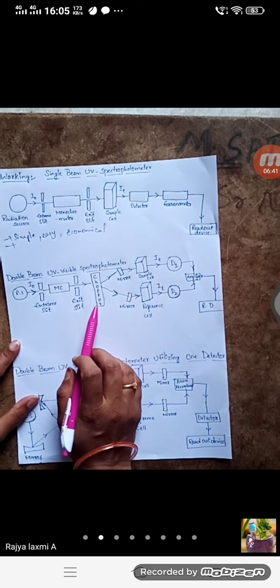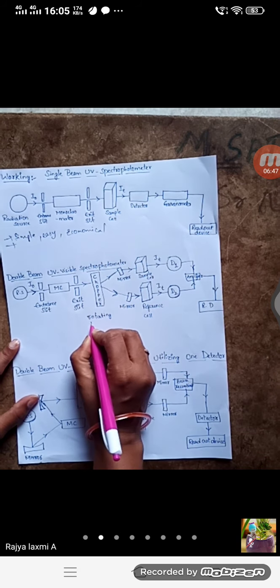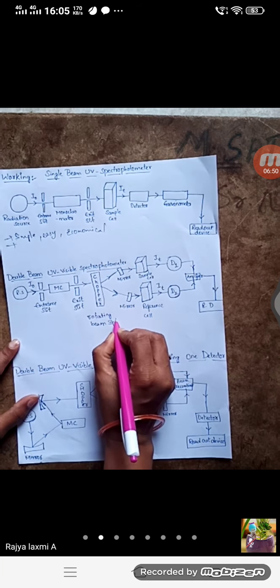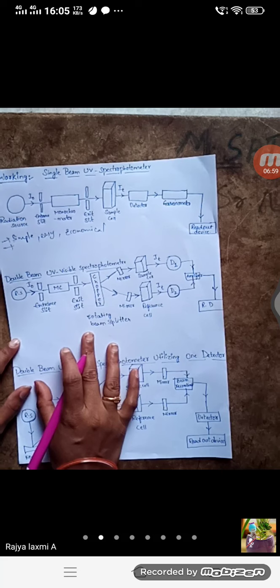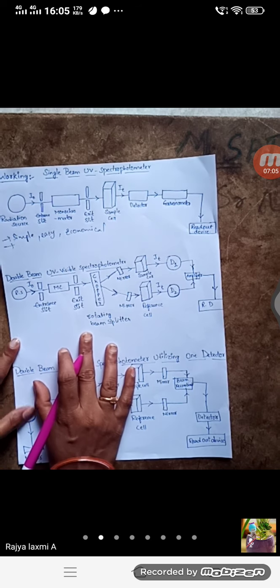The chopper can also be called a rotating beam splitter. This beam splitter is a circular disc, one third of which is opaque, one third is transparent, and the remaining is mirrored. So the chopper is like a circular disc, one third opaque, one third transparent, and the remaining mirrored.